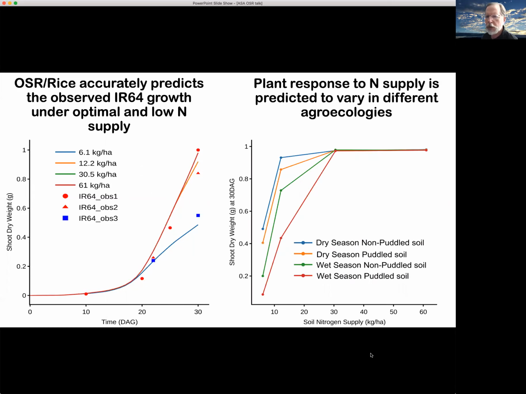And SimRoot tells us that different agroecologies will manifest as different nitrogen dynamics. In this case, we're looking at a range of nitrogen supplies. We're looking at simulated shoot dry weight at 30 days after germination as a function of whether we have dry season or wet season and whether we have non-puddled or puddled soils, and all of these affect performance at low nitrogen availability.